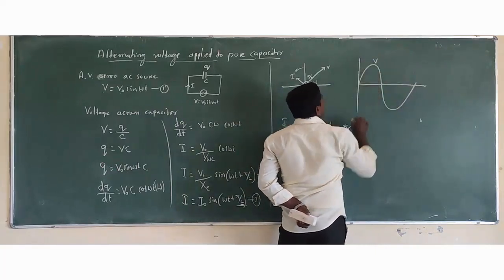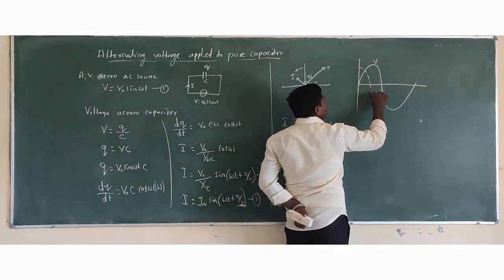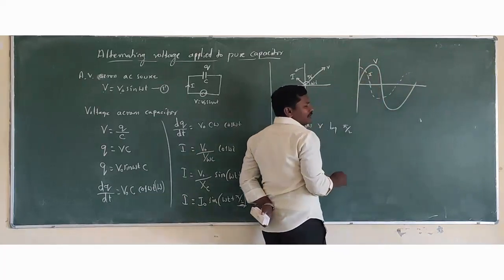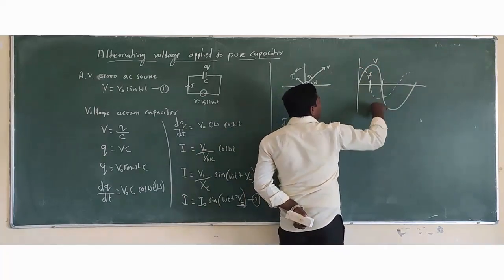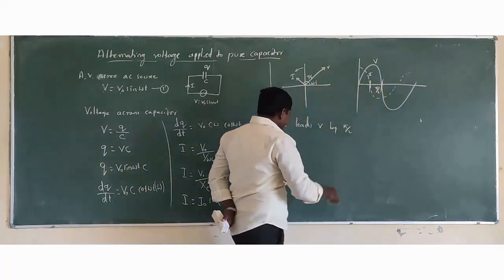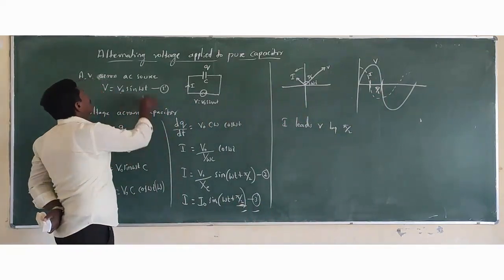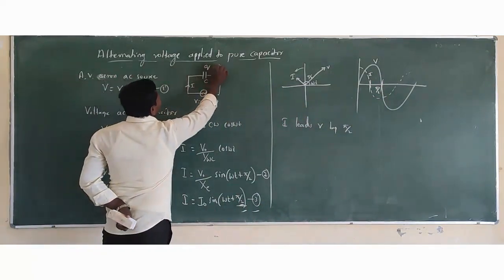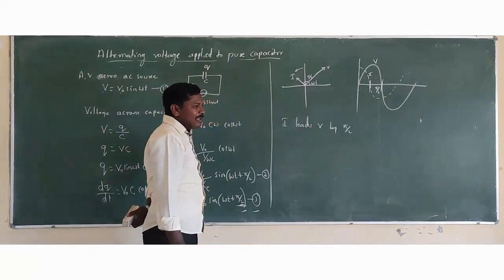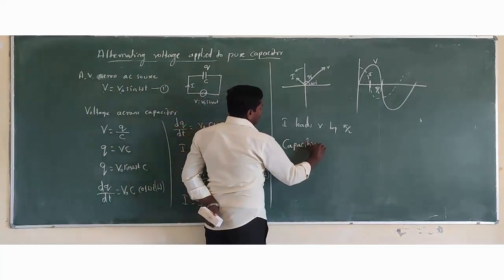Let us consider this is the voltage wave, and the current wave starts before the voltage wave, and this represents the current wave. The phase difference between voltage and current wave is pi by 2, and that can be represented by equation number 3, and this is about alternating voltage applied to a pure capacitor. Based on this, we now explain capacitive reactance.